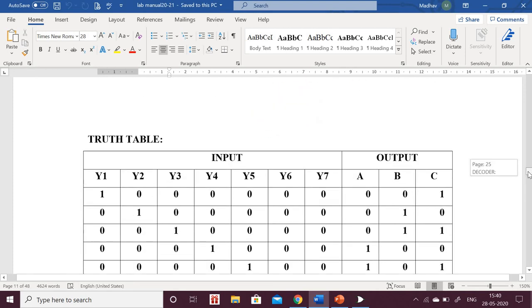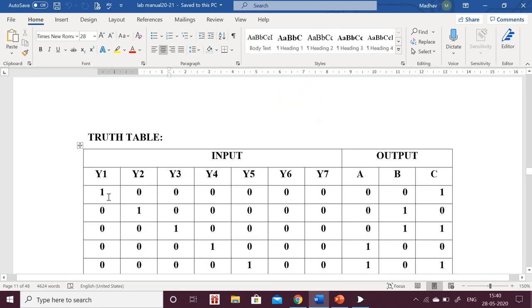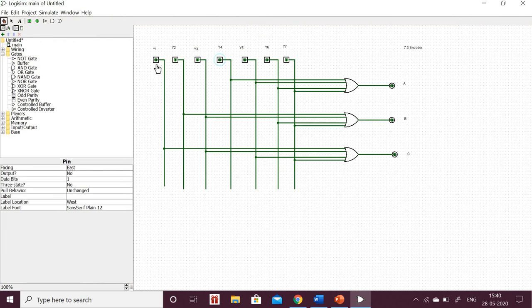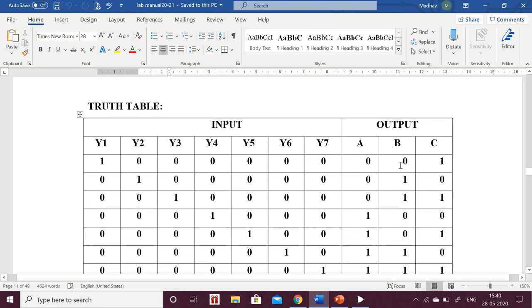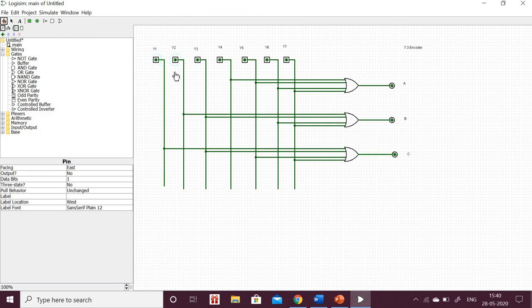As per the table given in this, when y1 is 1, in that case A, B, C values should be 0, 0, 1. I will put y1 equal to 1. Look here, I put y1 equal to 1. Now see the value 0, 0, 1. This table we will verify. Now A, B, C values are 0, 0, 1. Next, if I make y2 1 and the remaining all zeros, then I will get the combination 0, 1, 0.